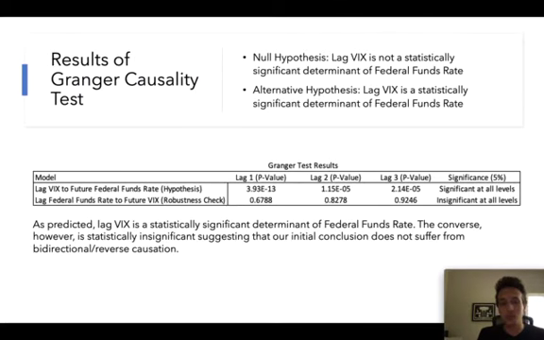Next, we test whether or not the federal funds rate lag is correlated to the future VIX. Again, this was our robustness check to make sure that there isn't any bidirectional correlation. At lag values 1, 2, and 3, it is insignificant. Now, this is important. This essentially means that, as predicted, our lag VIX is a statistically significant determinant of federal funds rate in the future. The converse, however, is statistically insignificant, suggesting that our initial conclusion does not suffer from the bidirectional or reverse causation.